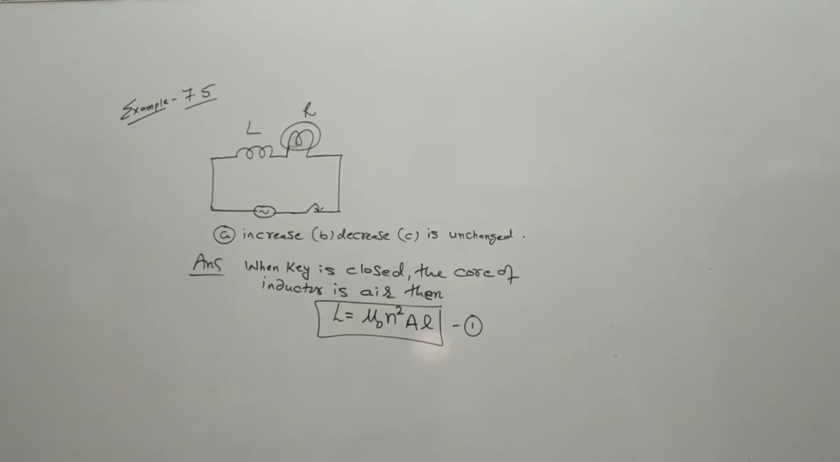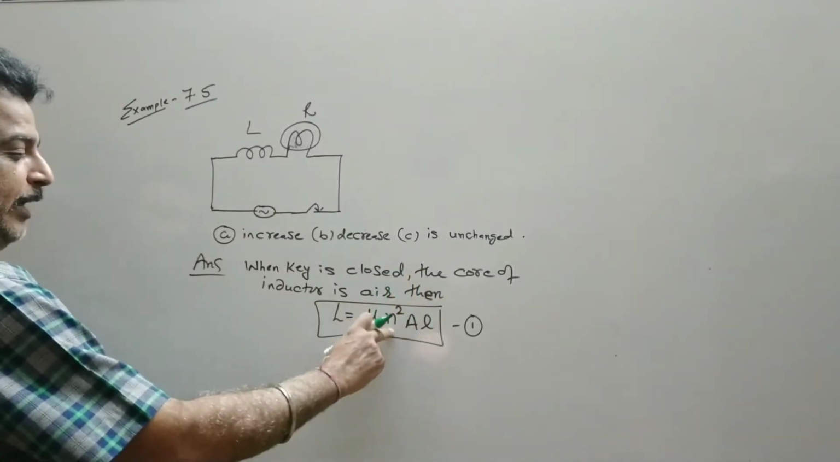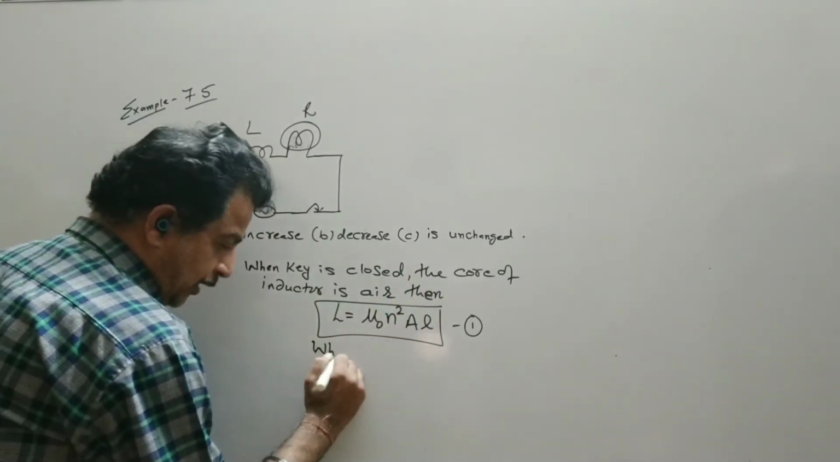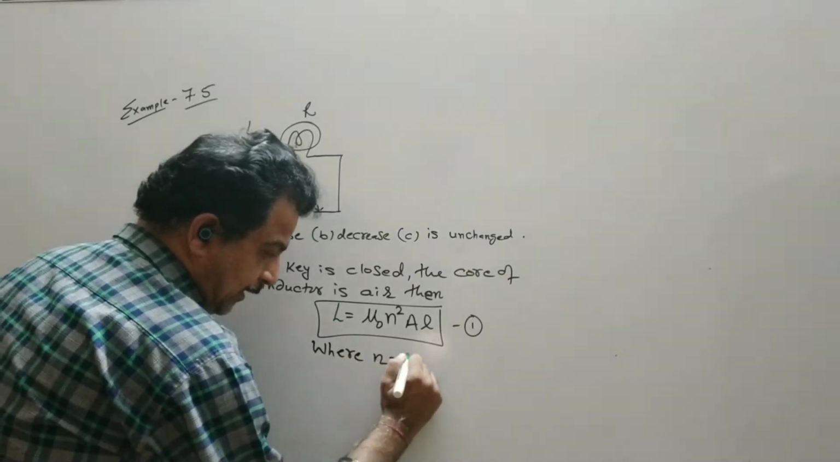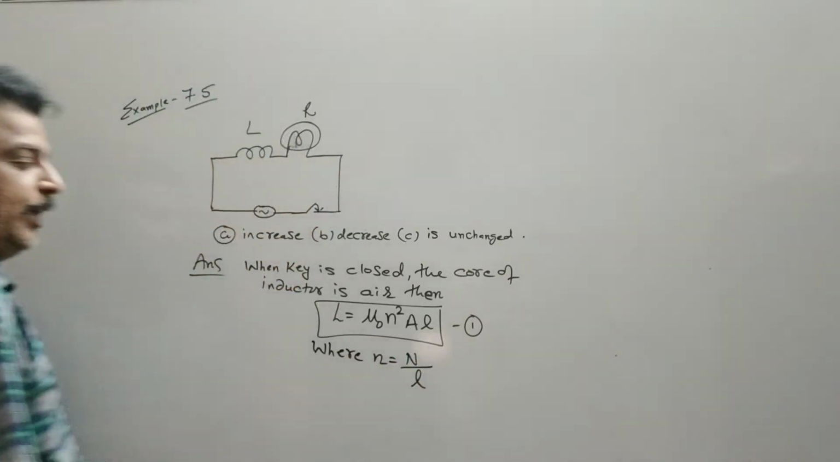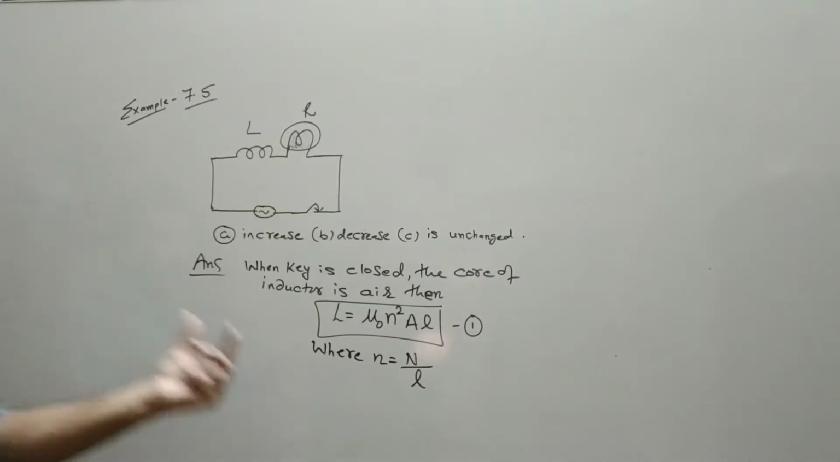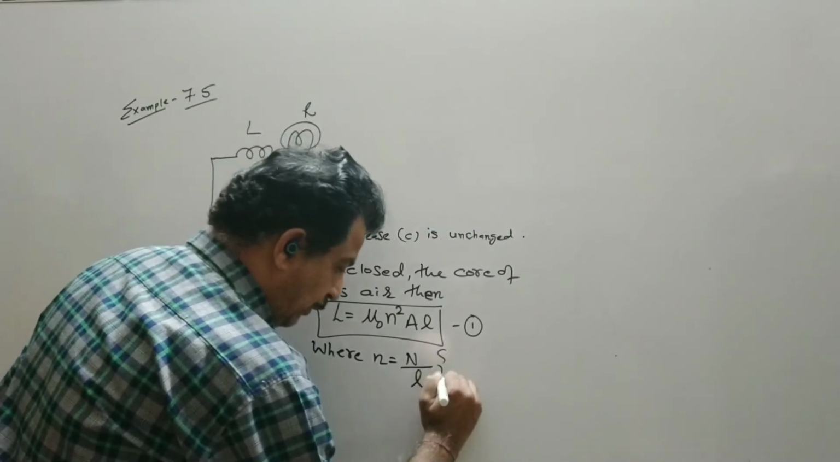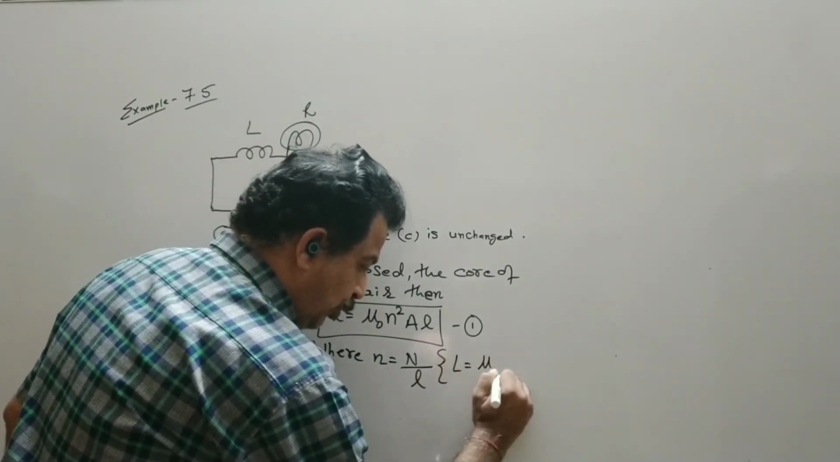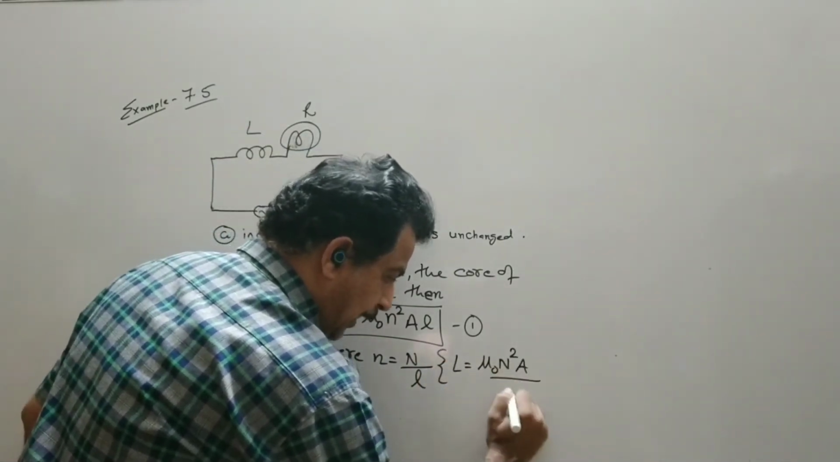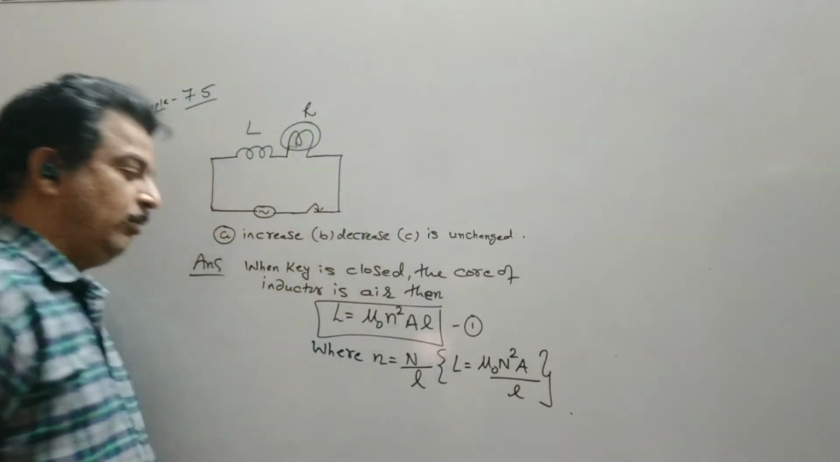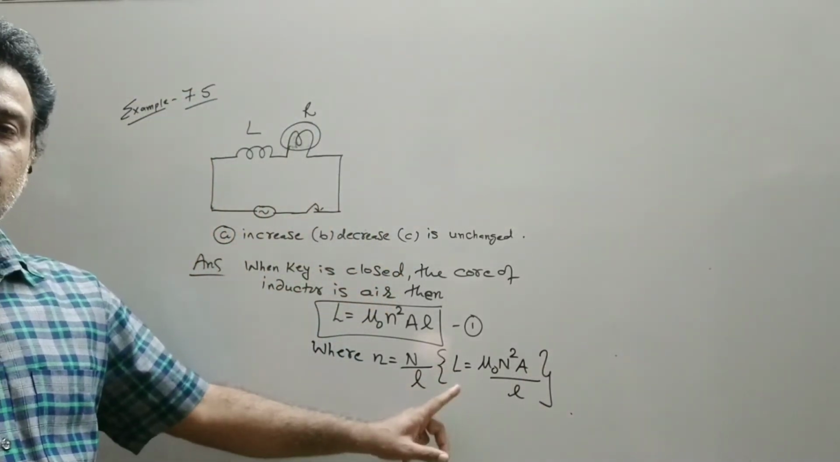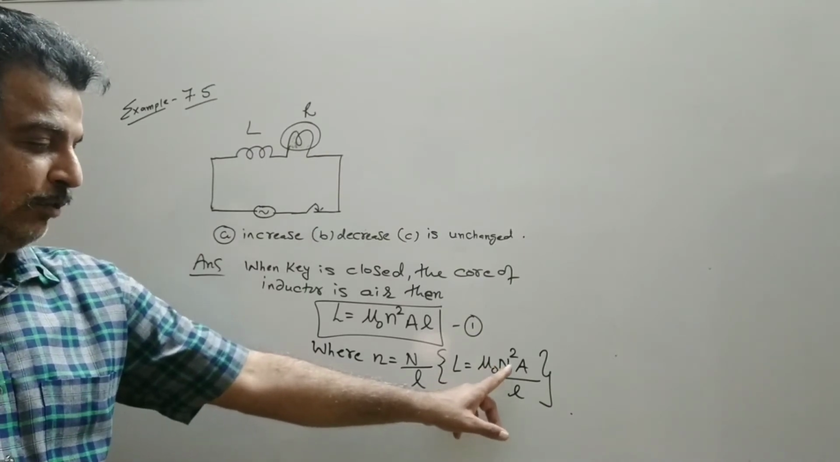That is what we have derived: mu naught n square A into L, where n is the number of turns per unit length. The other form can also be used, where you substitute capital N here. So you have to remember L is also equal to mu naught N square A upon L. L is directly proportional to the square of the number of turns.